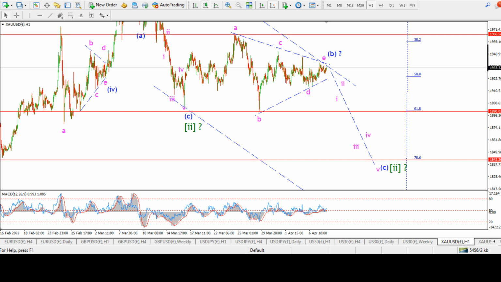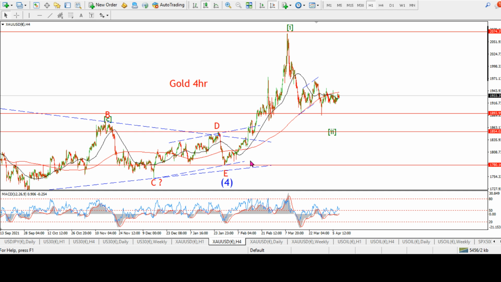We go to the gold. This is the hourly pattern. On the 4 hour, we'll go to the 4 hour here, looking for a second wave correction to complete.